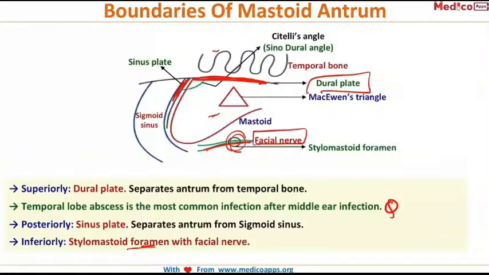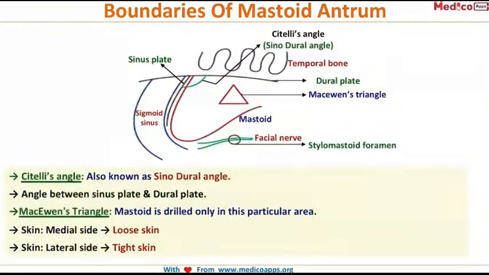So, the boundaries of the mastoid antrum include superiorly the dural plate, posteriorly the sinus plate, and inferiorly the stylomastoid foramen along with the facial nerve. Now, what is Citelli's triangle? It is also known as the Sino Dural angle. You can see here the Sino Dural angle. It is the angle between the sinus plate and the dural plate. That is easily seen from the diagram. This is known as the Sino Dural angle.